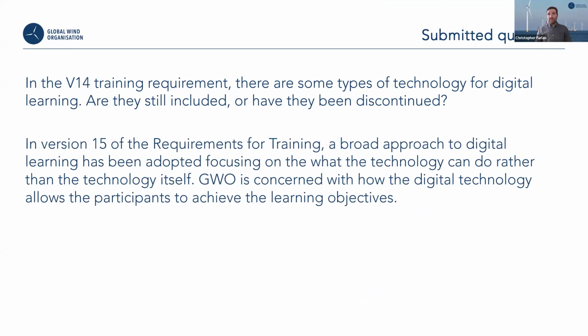In this version, we're taking a broad approach to digital learning. We're moving away from what types of technology there is to what the technology can do, meaning we're concerned with how the digital technology allows participants to achieve the learning objectives. So we're no longer having a list of what constitutes digital or not digital. What we're saying is, what domain are you using the digital technology to deliver in? And that will determine if it needs to be audited or not. And then that will determine what it needs to do. So you'll see again in the definitions at the start, there is a definition for digital learning technology. If whatever it is you're using falls within that definition, then it is covered by the requirements for training.